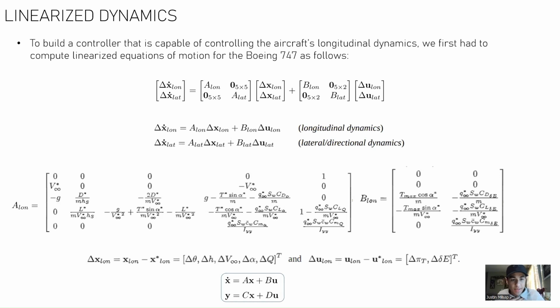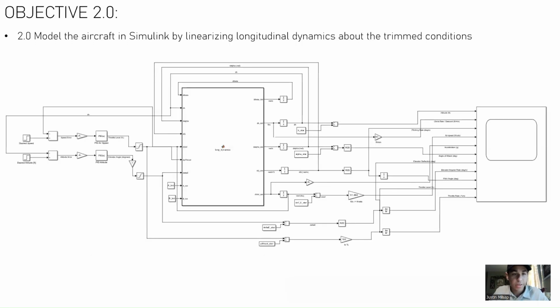Here are our linearized dynamics. Some key things to pay attention to are the A longitudinal matrix as well as the B longitudinal matrix. Also, we have the delta X longitudinal and delta U longitudinal. The delta X longitudinal will be the change in theta, h, V infinity, alpha, and q. And the delta U is the change in the thrust or the throttle level and the deflection of the elevator. And that's going to combine with the A and B matrix to create X dot, which are our trimmed linearized dynamics.